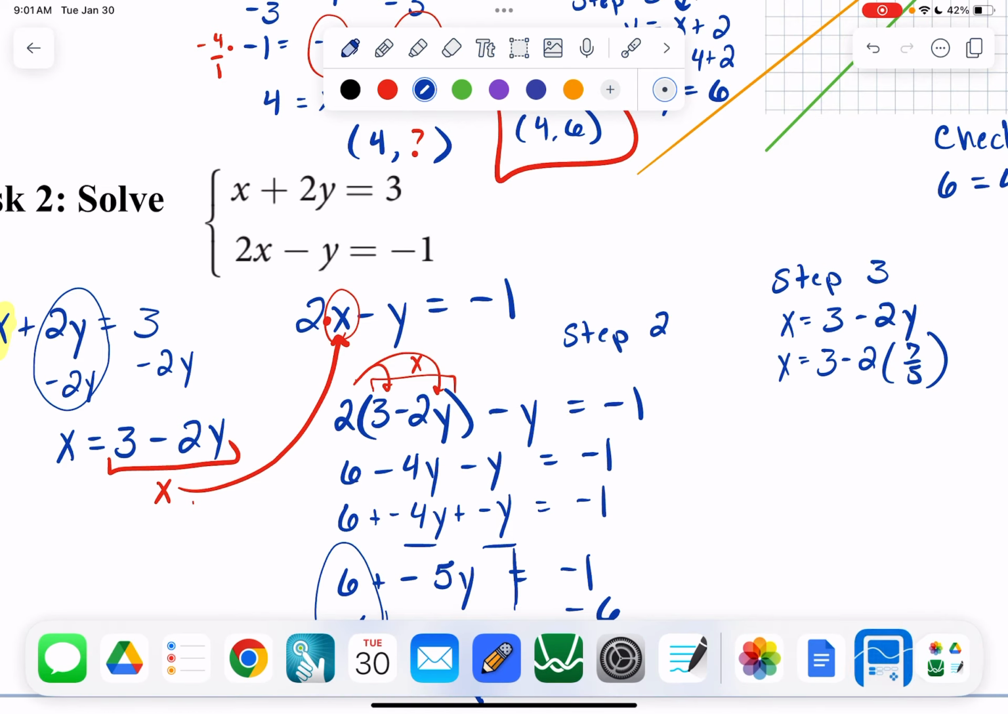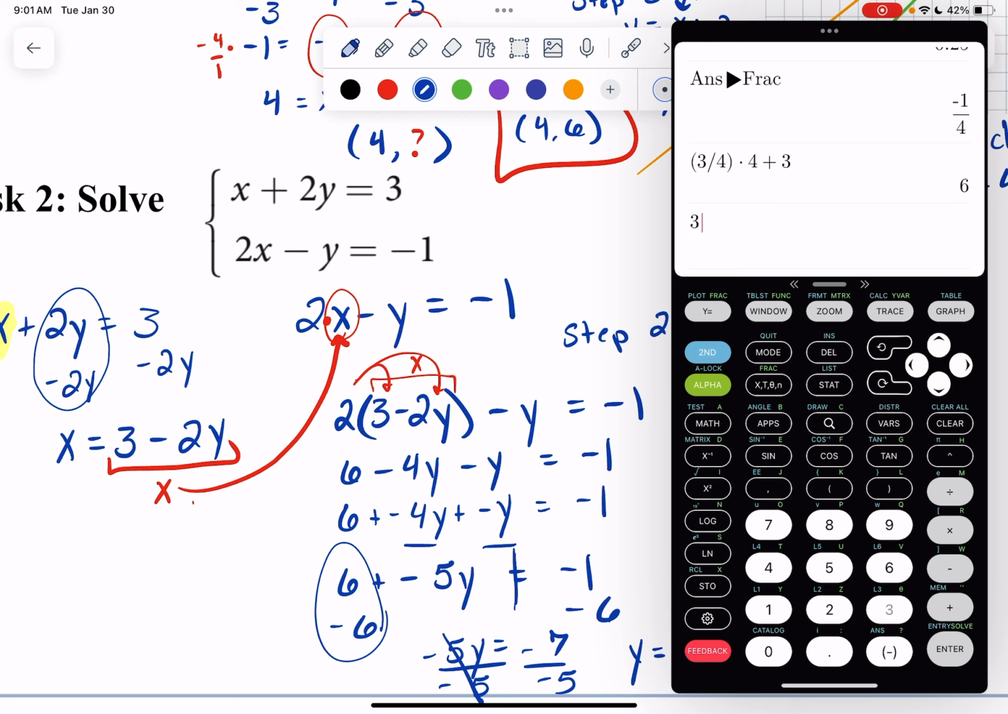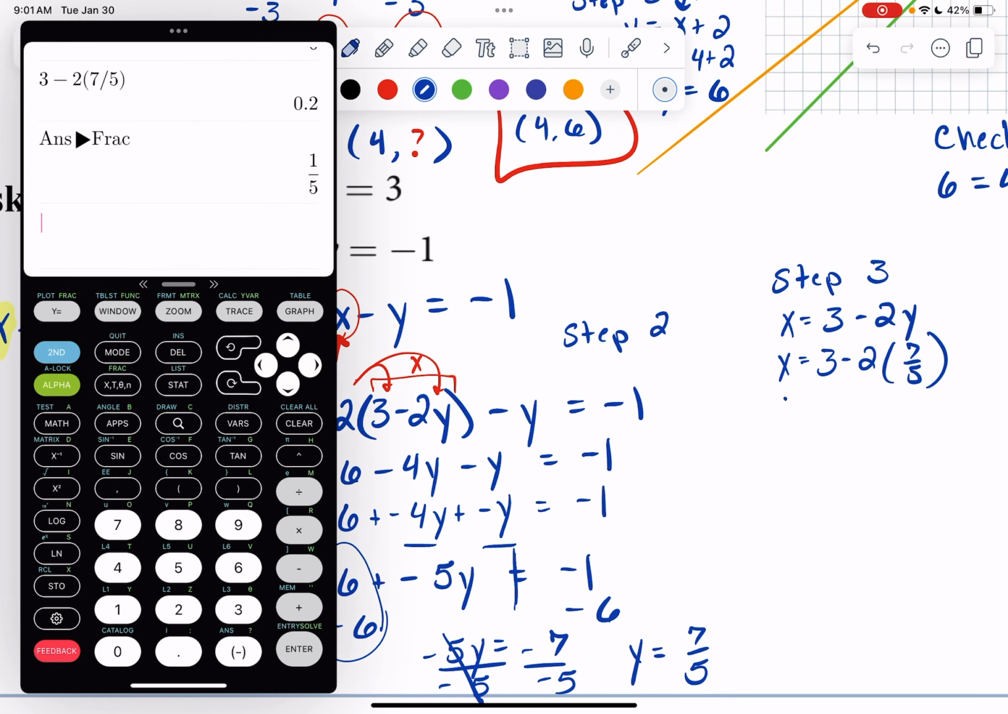Let's grab my calculator. 3 minus 2 times 7/5. I get 0.2. Let's turn that into a fraction, 1/5. So x equals 1/5. So my ordered pair, x comes first, is (1/5, 7/5). There's my solution. Now, quick step 4, we need to check it in both of them, make sure it works.